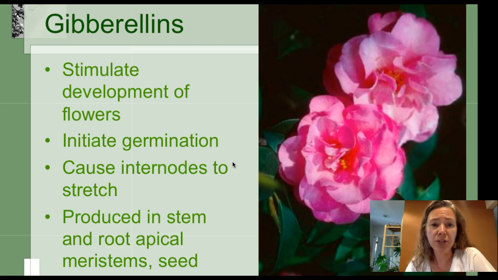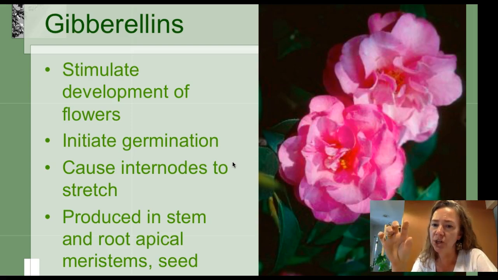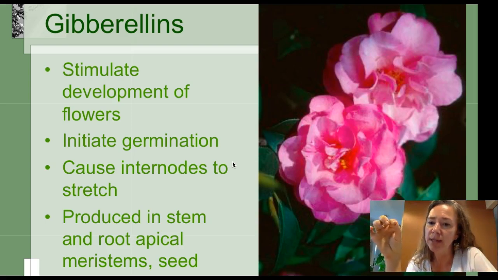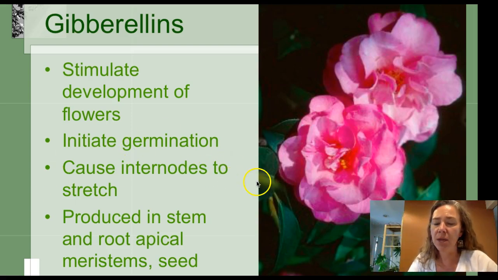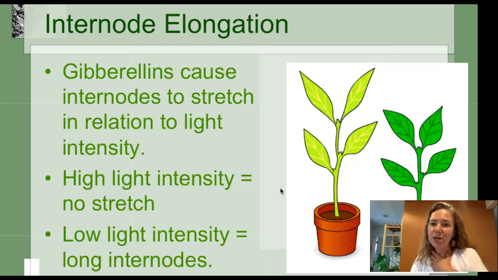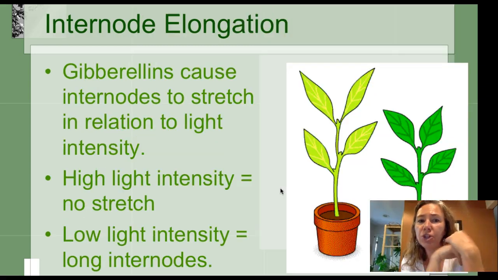Gibberellins can help with initiation of germination, and they also, similar to auxin, cause elongation. But specifically, gibberellins cause elongation in between the nodes of a stem. If you remember our stem anatomy, the internode is the place on a stem that's in between where little buds or branches or leaves might form. This is produced throughout the plant, whereas auxin is produced in the tip. Take a look at these two plants. So gibberellins cause internodes to stretch, and this comes into play a lot.